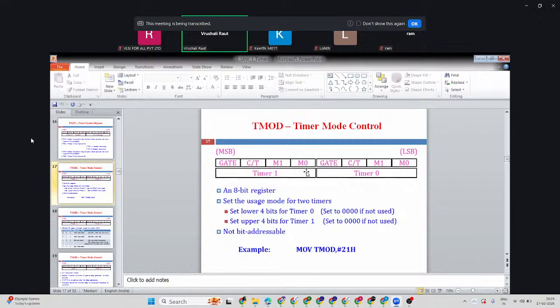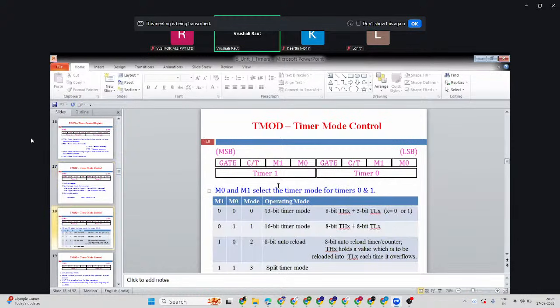Okay, now I'll come here. So M0 and M1, these bits are for mode selection of the timer. Same for timer 0, same for timer 1. So when it is 00, what is the mode? It is mode 0. What do we mean by mode 0? It is 13-bit timer mode. Okay, let it be, we are going for timer 1, and in timer 1 we are setting 00 here. In that case, it becomes a 13-bit timer mode.